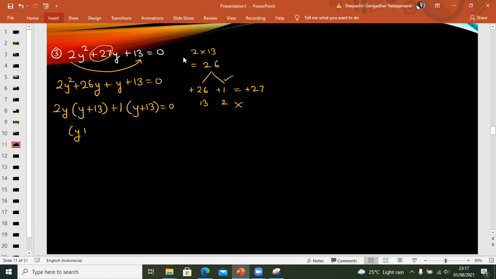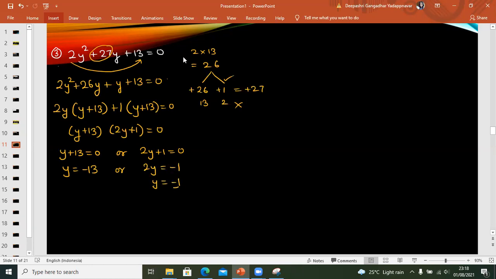y plus 13, write it only once, and the remaining number in another bracket. 2y plus 1 equals 0. Separate this. y plus 13 equals 0, or 2y plus 1 equals 0. y equals negative 13, or 2y equals negative 1. y equals negative 1, and this 2 will go in the denominator. So these are the solutions or the roots of this quadratic equation.